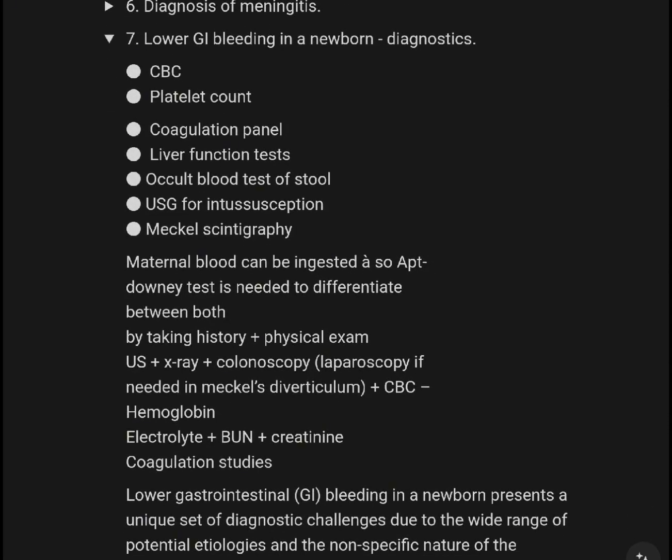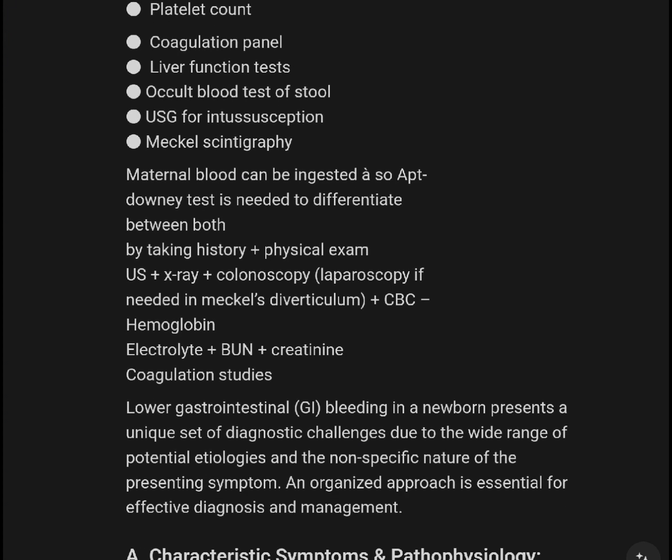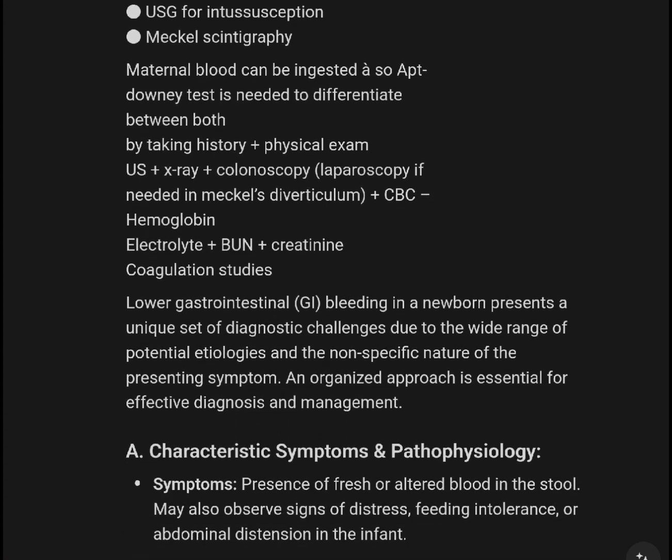Lower GI bleeding in a newborn. Diagnostics: CBC, platelet count, coagulation panel, liver function test, occult blood test of stool, ultrasound, and scintigraphy for Meckel's diverticulum. Maternal blood can be ingested, so an Apt-Downey test is needed to differentiate between the two, by taking history, physical examination, ultrasound, X-ray, colonoscopy, and laparoscopy if needed for Meckel's diverticulum, and CBC, hemoglobin, electrolyte review, and creatinine coagulation studies.